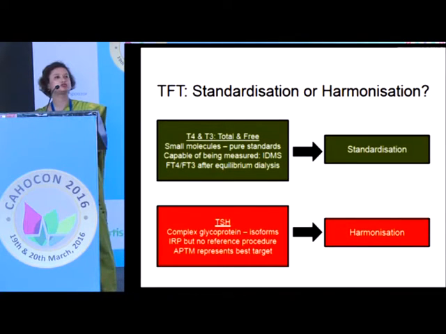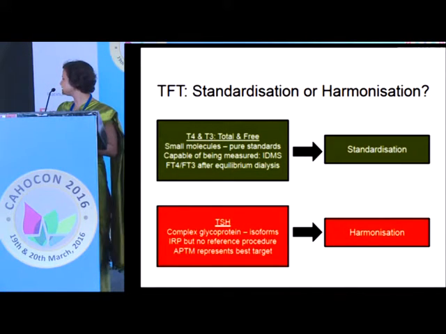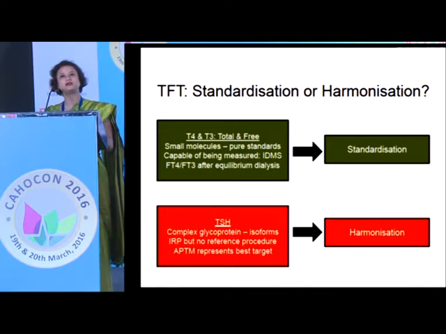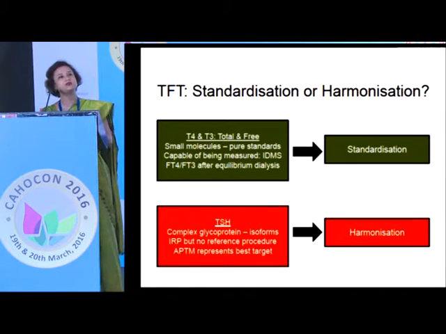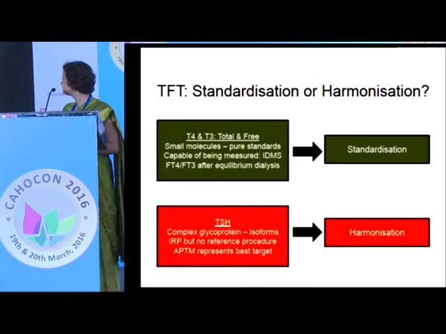For T3 and T4, total T3, total T4, the standardization is possible, but for TSH, we don't have any primary reference measurement procedure. For TSH, standardization is not possible. For TSH, we need to harmonize our test. Because TSH is a complex glycoprotein, and there is no primary reference measurement procedure, so then we need to solve this by an all-procedure trimmed mean from all the manufacturers.